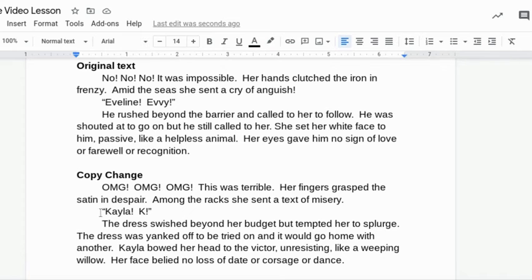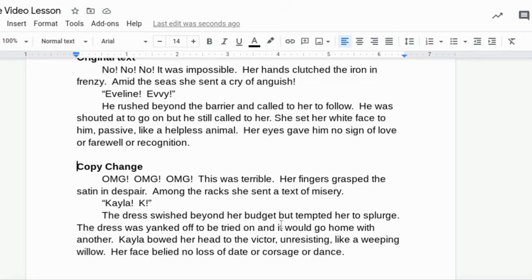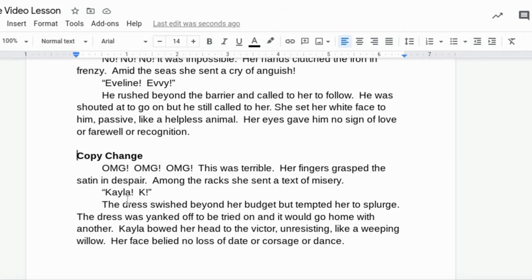Her fingers grasped the satin in despair, just like her hands clutched the iron in frenzy. Among the racks, she sent a text of misery. Okay, so we're putting it into the modern 21st century. So she's texting instead of sending a cry of anguish. And then someone calls to her name and then her nickname, Kayla, K.